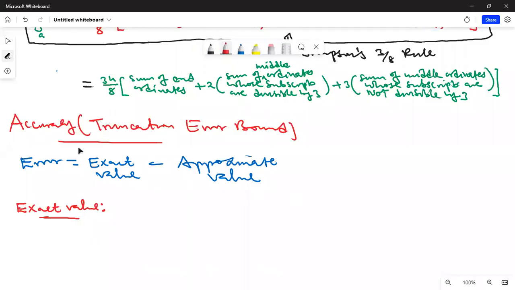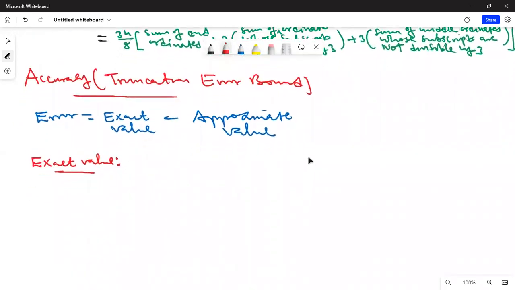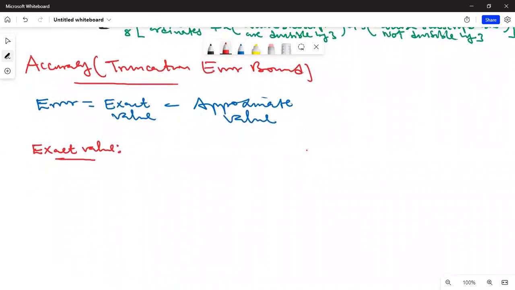So we all know that to get the error, you need to take the exact value of the integral, then minus the approximate value of the integral. So first of all, let's see how to get the exact value. Remember, our integral is this one. It is the integral from xi to xi plus 3 of f of x dx.